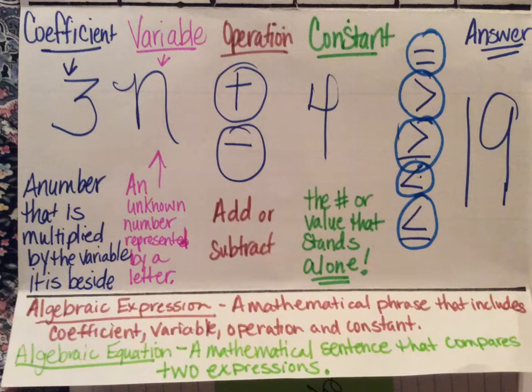Okay, down at the very bottom of your paper where you have this line right here, underneath that I want you to write the two definitions that I have, which is algebraic expression, a mathematical phrase that includes coefficient, variable, operation, and a constant. Then the last one is an algebraic equation, a mathematical sentence that compares two expressions. Make sure that you have that written down.